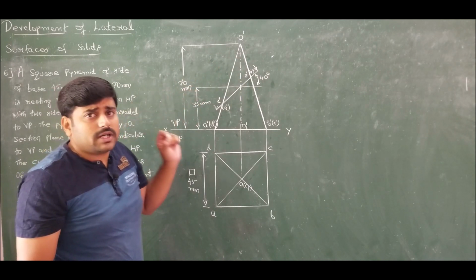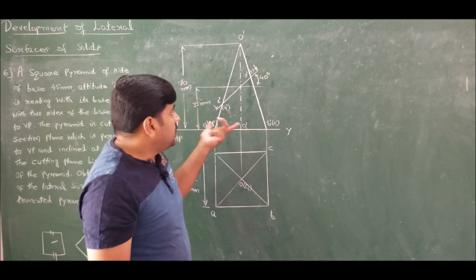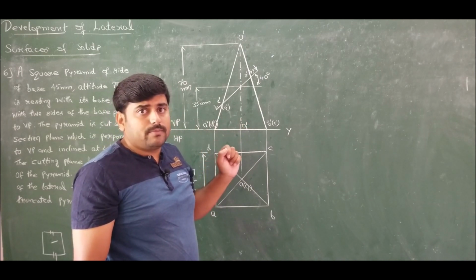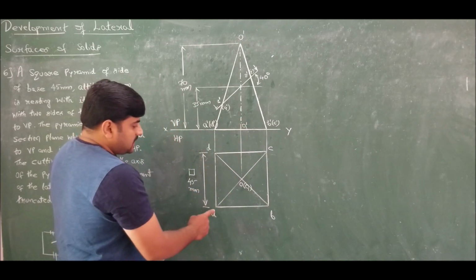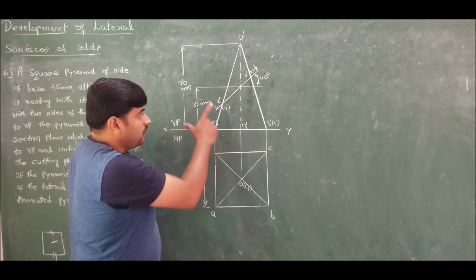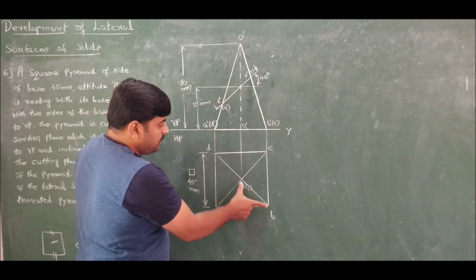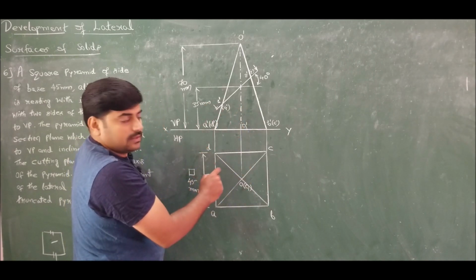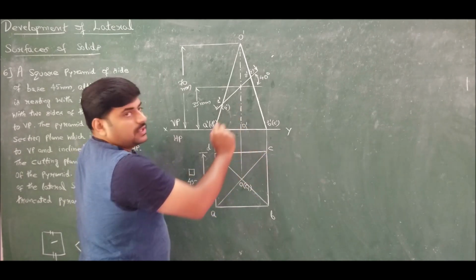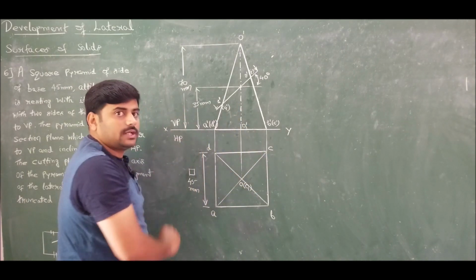Now the most important point to be observed here is, none of the slant edges are true in dimension, because if you observe here, the slant edge AO is inclined to VP. If you observe BO, BO is also inclined to VP. If you observe CO, CO is also inclined to VP. DO is also inclined to VP.